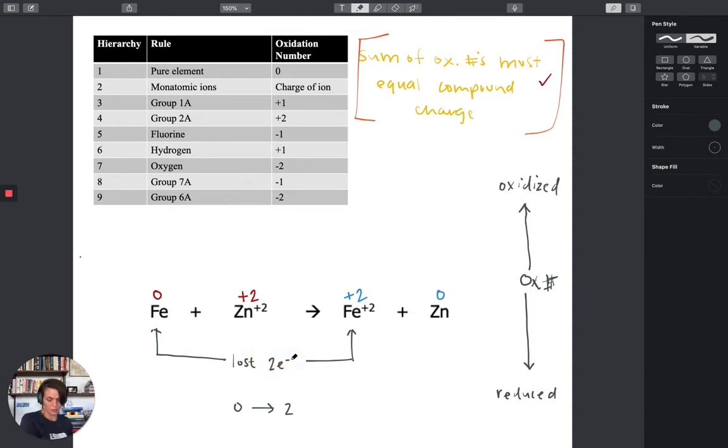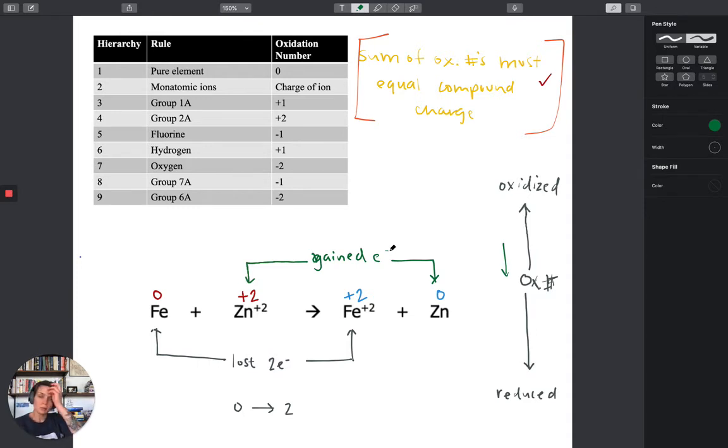Specifically, it lost 2 electrons. Our zinc went from +2 to 0. So it went from positive to more negative, which means that it was reduced, which means that it gained electrons.